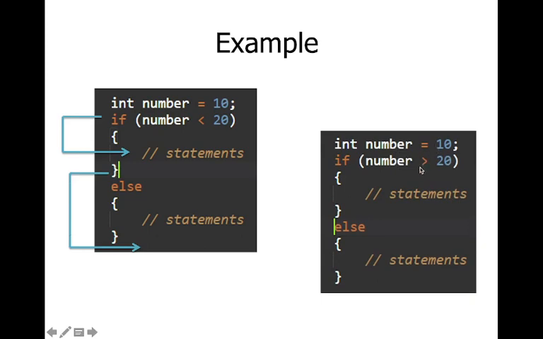Then this is another example. Here number is equal to 10 and we are checking whether number is greater than 20. So 10 greater than 20 is false. So what happens? It will directly go to this set of statements. It won't execute these statements.